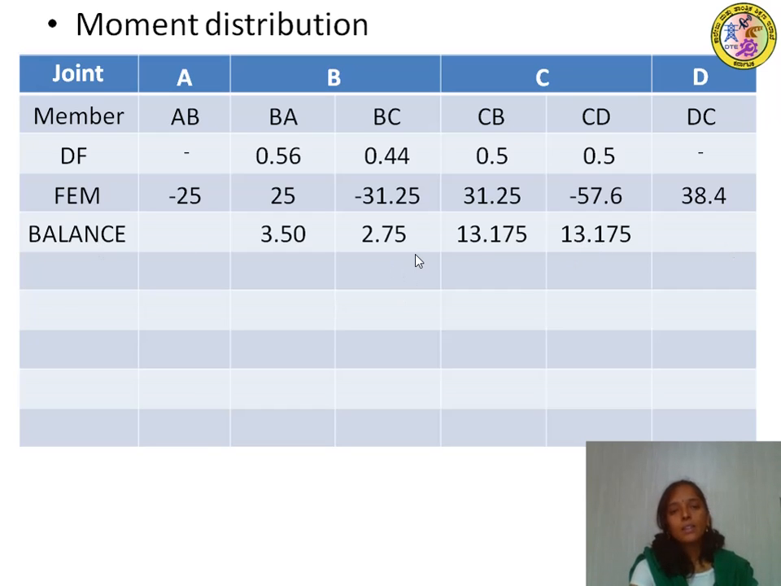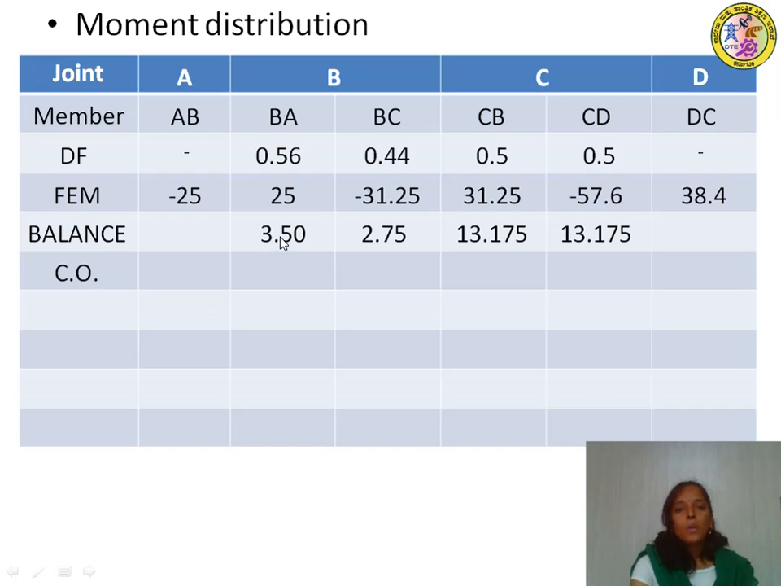Now we have balanced the imbalancing moments at joint B as well as joint C. By applying a moment of 26.35 at joint C and 6.25 at joint B, we have balanced the beam. But as soon as we apply a moment, some part of the moment will be carried to the far end depending upon the boundary conditions. We have already discussed that, and it is called the carry over moment. In the next row, we have to calculate the carry over moments.